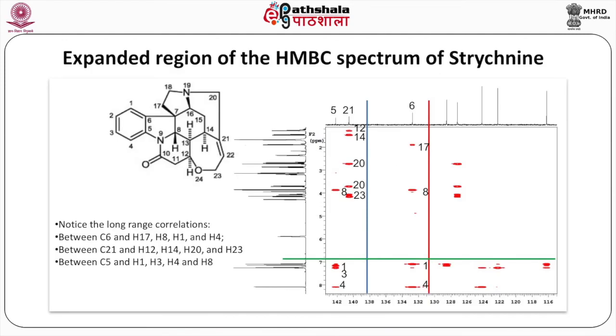Now we see the expanded region of the HMBC spectrum of strychnine. The molecule is shown and labeled, and some of the peaks are also labeled. Notice the long-range correlations between C6 and H17, H8, H1 and H4, C6 being a quaternary carbon; between C21 and H12, H14, H20 and H23, as labeled on the spectrum; and between C5 and H1, H3, H4 and H8. You can follow it in the structure.